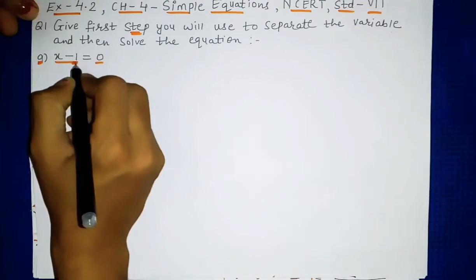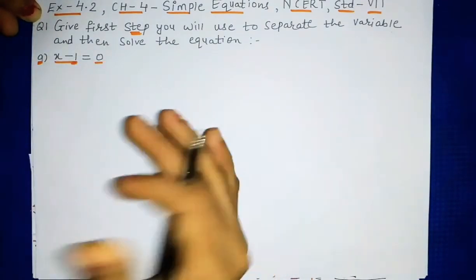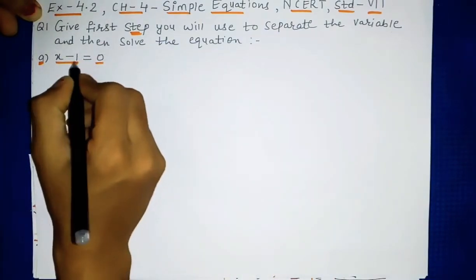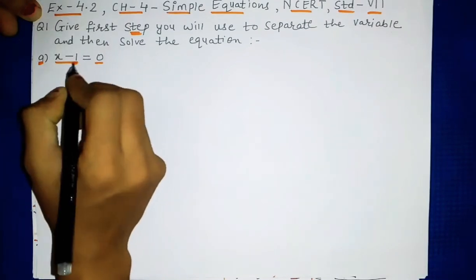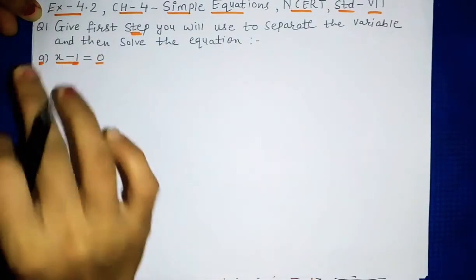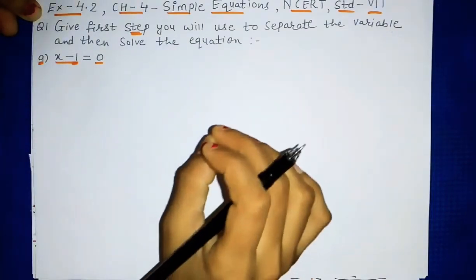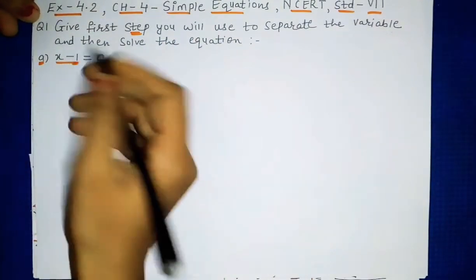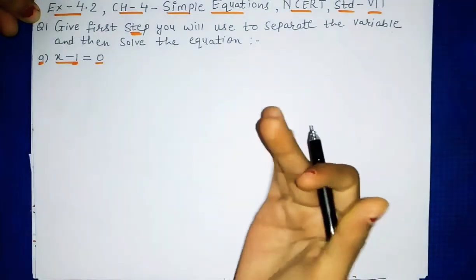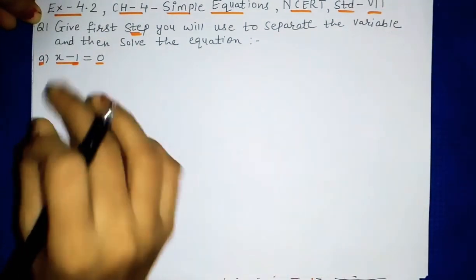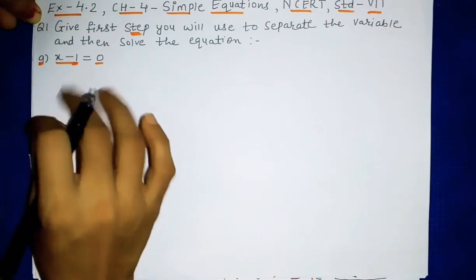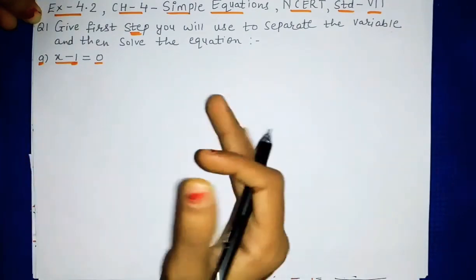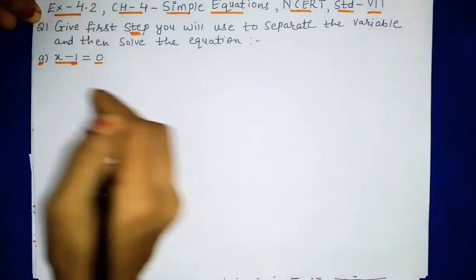Now how will minus 1 be removed? We just have to do the opposite of minus. Here minus 1 is given, so to remove minus 1, if I do plus 1, then minus 1 plus 1 will be 0 and only x will be left. So you just have to remember to do the opposite of whatever is written. If it is minus, you will do plus. If it is plus, you will do minus. If it is multiplication, you will do division. And if it is division, you will do multiplication. You have to remember this. Whatever is given, you have to do its opposite step. This is the easiest way to remember.